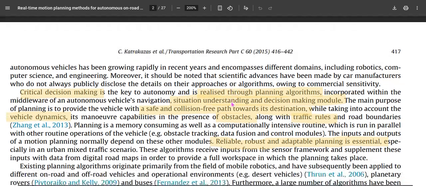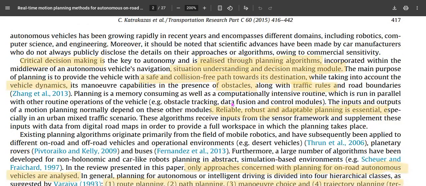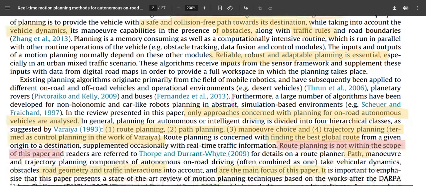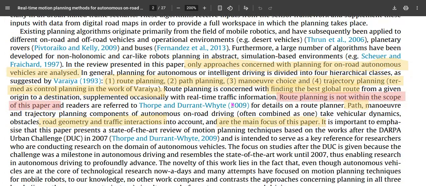The vital thing is to do path planning in such a way that it is safe and collision free, and reaches its destination considering the vehicle dynamics and the presence of obstacles around it. There is a hierarchical way of planning algorithms called route planning, path planning, maneuver choice, and trajectory planning.